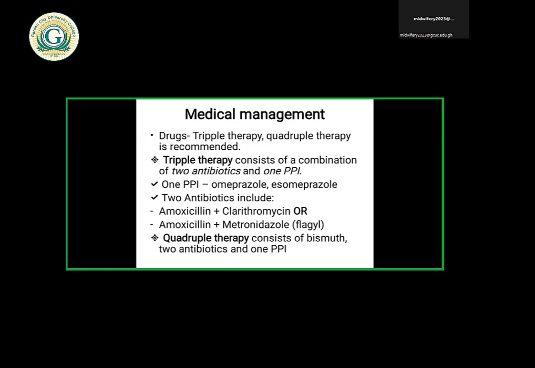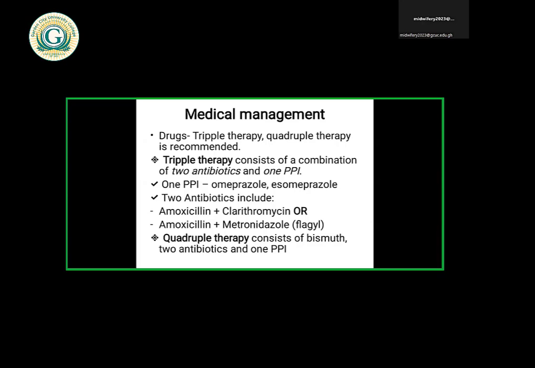The 2 antibiotics include either amoxicillin plus clarithromycin or amoxicillin and metronidazole, that is Flagyl. So in most instances, we do amoxicillin plus Flagyl because it is cheaper, and if it doesn't work, then we switch amoxicillin to what? Clarithromycin. For quadruple therapy, it consists of bismuth, 2 antibiotics plus 1 PPI.